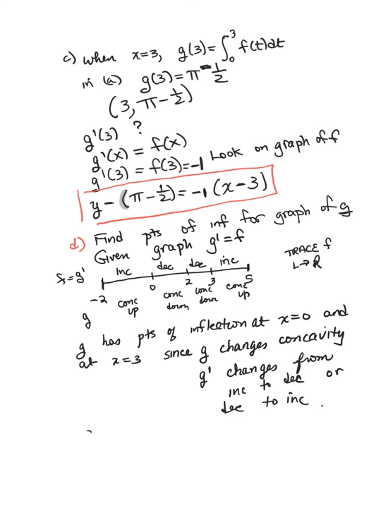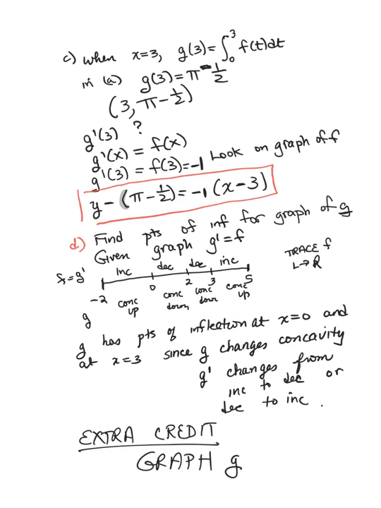For extra credit, pick a few other points and actually graph G. That's a great extra credit. Graph G, given this information. All right, let's take a look at the next AP problem.